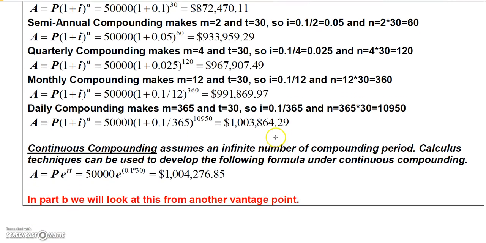Well, what if you could compound infinitely many times a year? If you have trouble wrapping your head around infinitely, think about compounding every second in a year. That's about as close to infinite as I can point you. All right, so calculus techniques can actually show that if you were to compound the money infinitely many times a year, then the amount formula comes out to be equal to this. It's the principal times the number e raised to the RT.